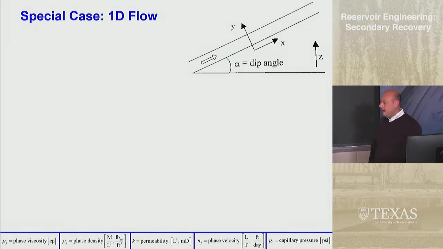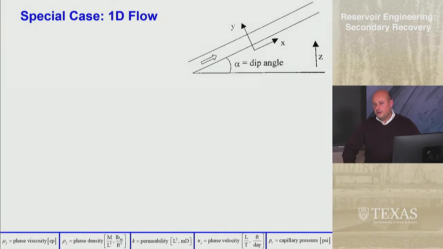Okay, so that was multi-phase flow in multiple dimensions, 2 or 3 dimensions. But let's talk about a special case, and a special case that we'll be talking about for the next several weeks, which is just one-dimensional flow. So it can be 1D, but it can still be at an angle, and that's why I've drawn this over here. So there is a dip angle.